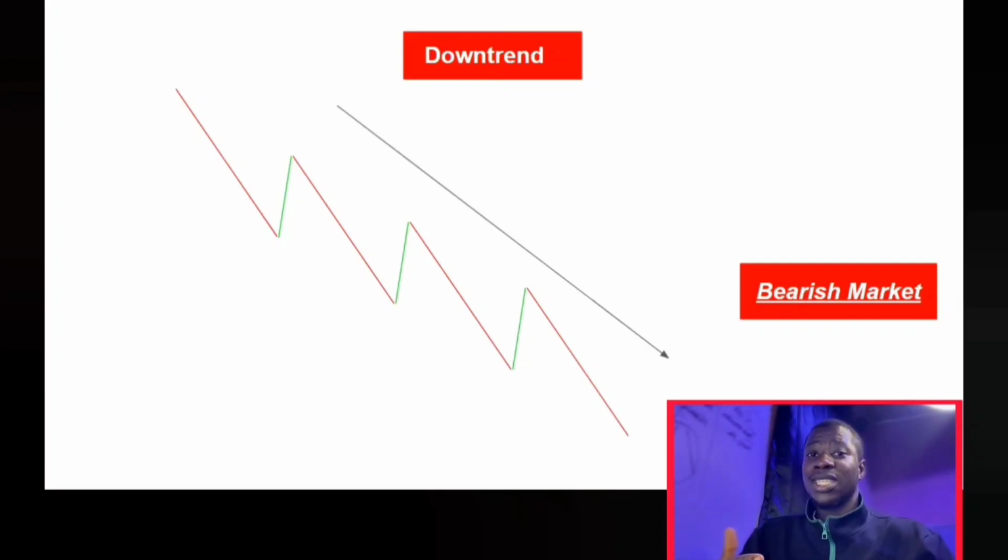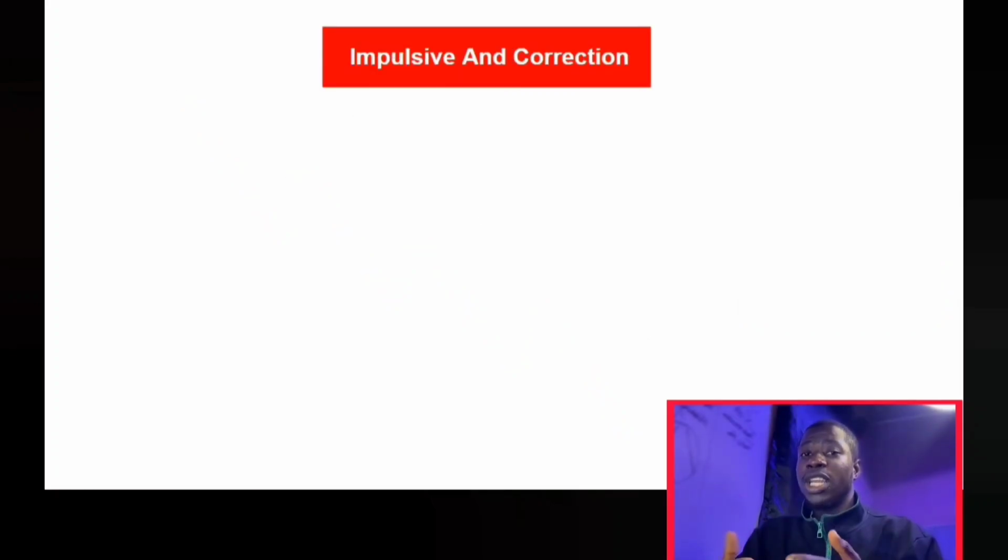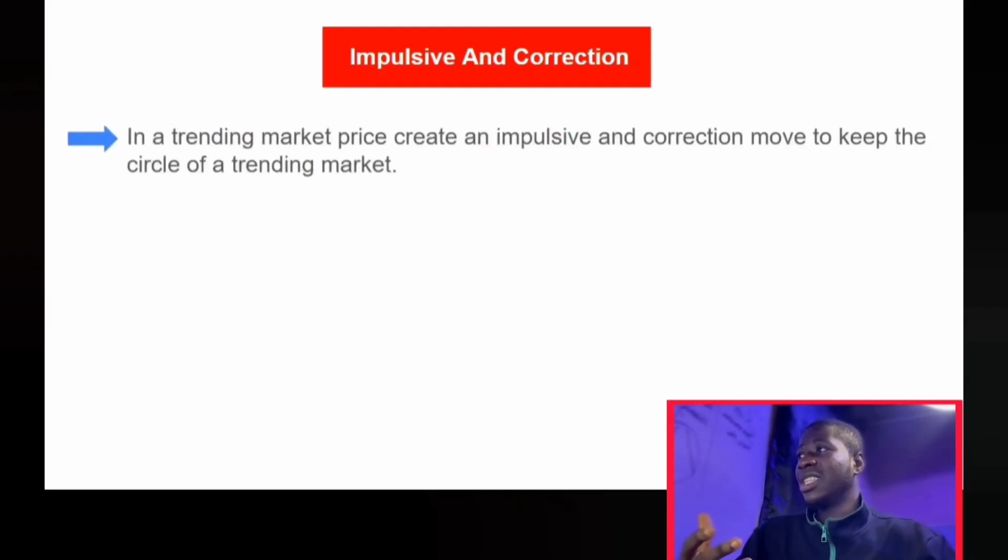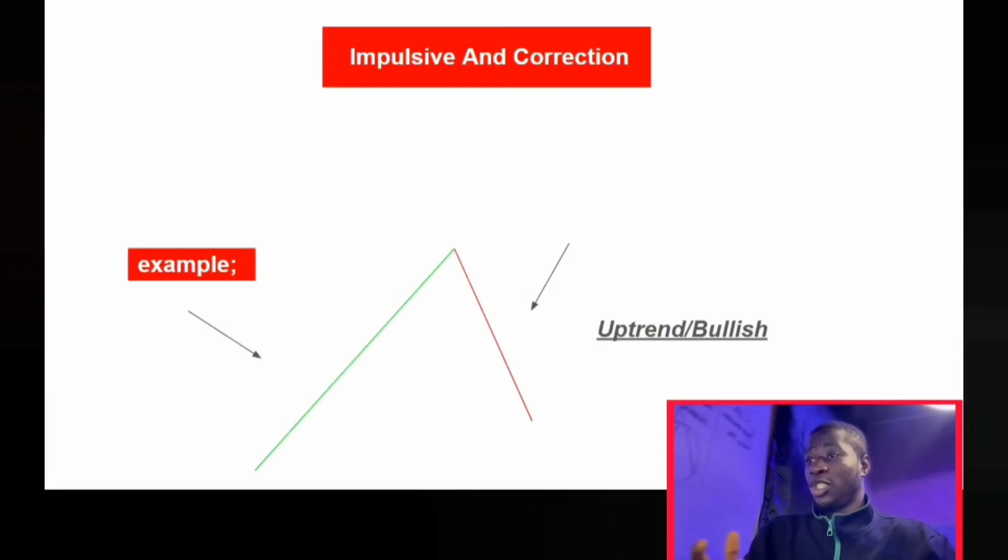Now you need to understand that for the market to trade either to the upward or the downward side is how it moves, which brings us to the concept of impulsive and correction in the market. Now in a trending market, price creates an impulsive and correction move to keep the cycle of a trending market. The example would be just like this, and this is for a bullish scenario. Now you can see that the market pushed towards the upside and traded towards the downside.